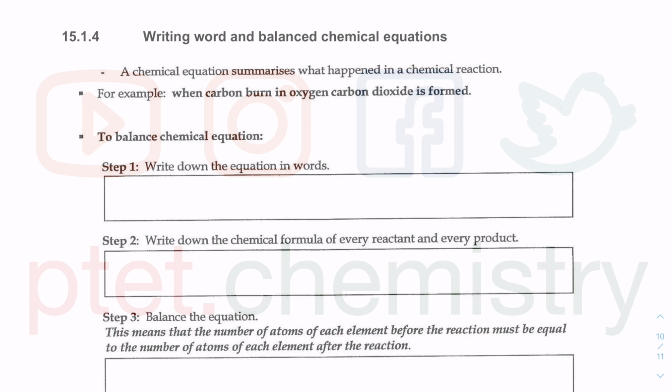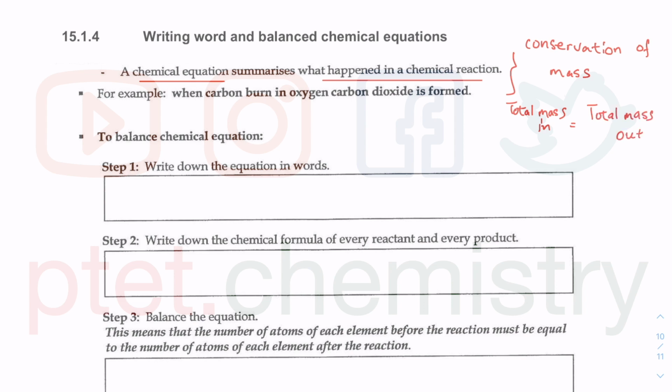So basically what we know is a chemical equation will summarize what happened in a chemical reaction. What is important is conservation of mass. It's not stated here, but whatever goes in must come out. The total mass going in must be the total mass coming out. That's why every single atom on the left hand side of the equation, on the reactants, must be accounted for. Reactants react and form products, so whatever comes out in the products comes from the reactants.